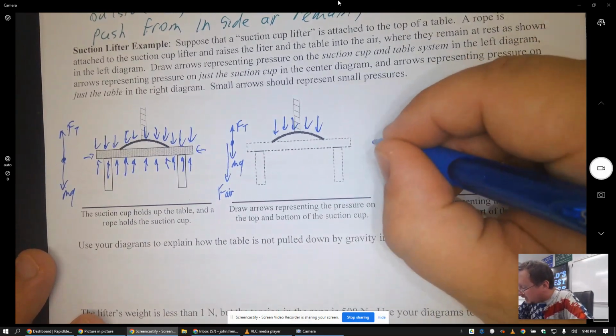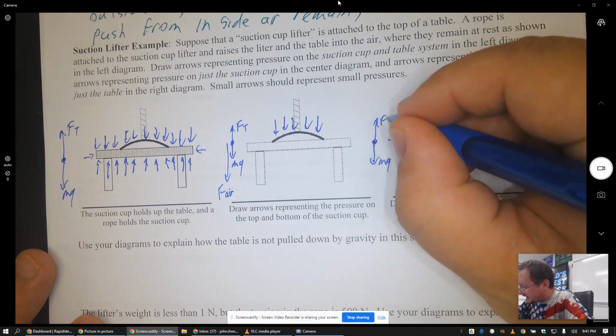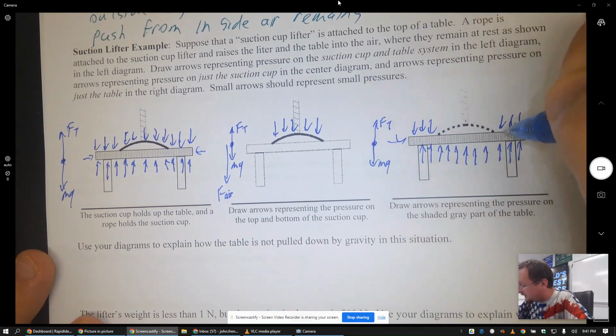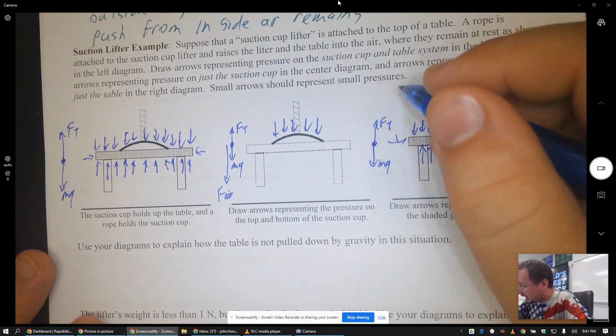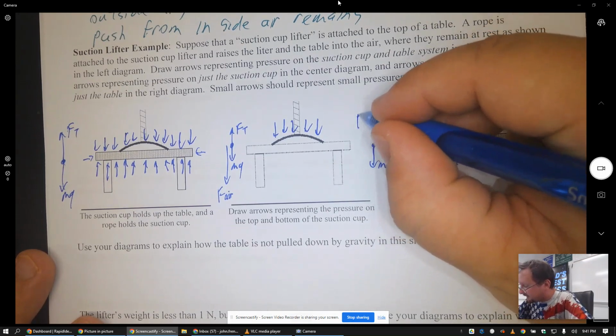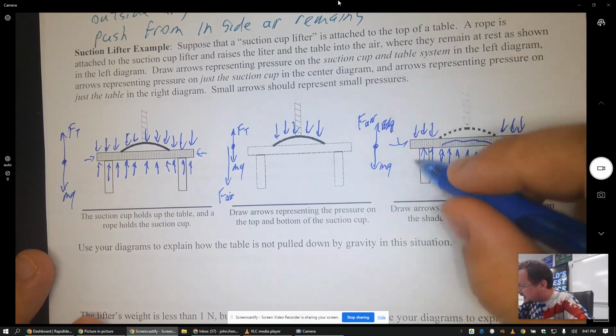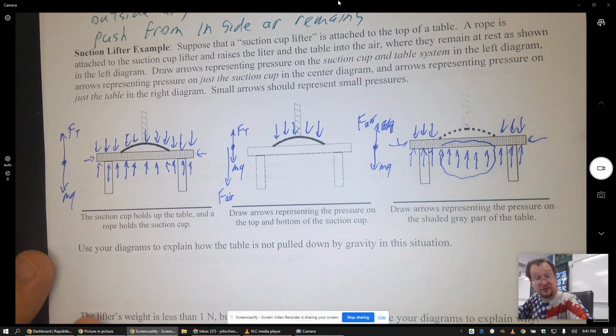So here, what you have is the mg of the table and the force tension, but you also have, oh, no, I'm sorry. You don't have the force tension because the force tension is not directly on the table. So you just have the force from the air. And just these arrows are unbalanced. The other arrows are balanced with each other, right?